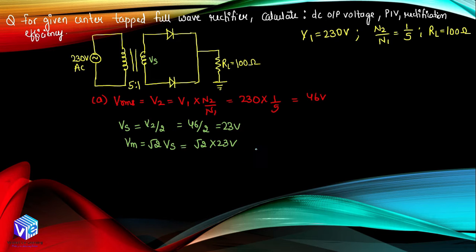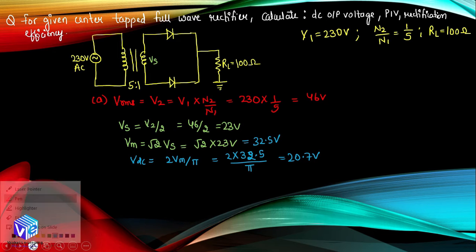From Vm, we can calculate the VDC as well, which was the first part of the question. VDC is equal to 2 Vm upon pi, because it's a full wave rectifier. It is given in the question. So it will be equal to 2 into 32.5 volt, divided by pi. Again you can do the calculation with the calculator, and it will come out to be equal to 20.7 volt.